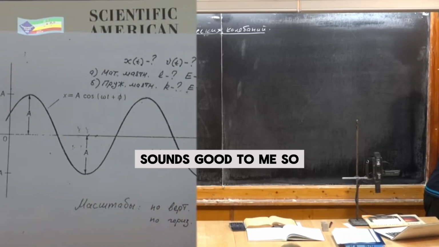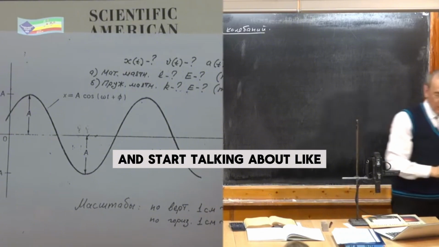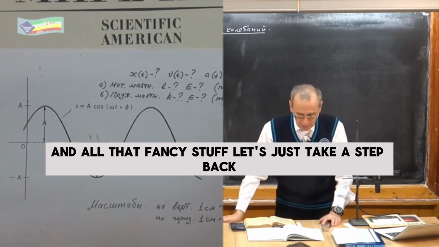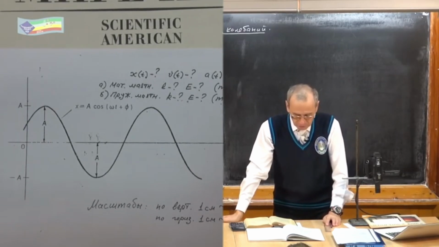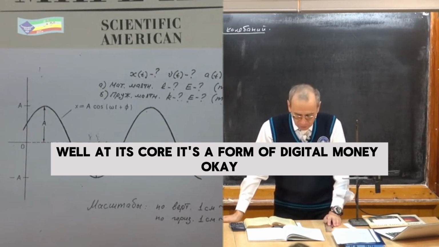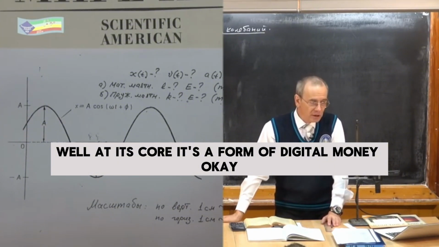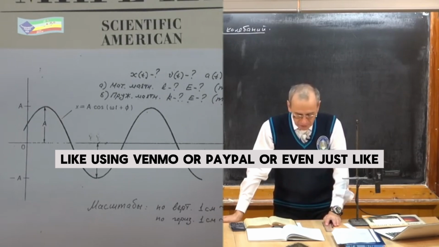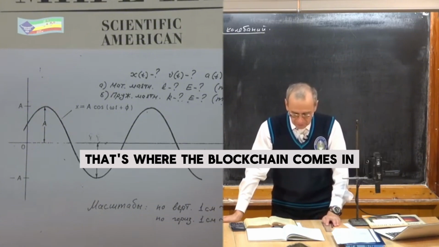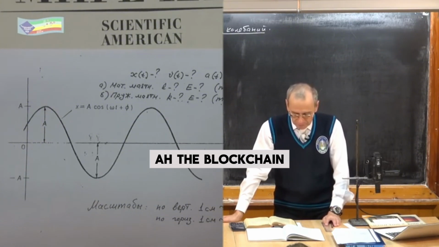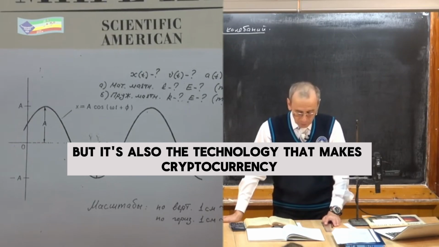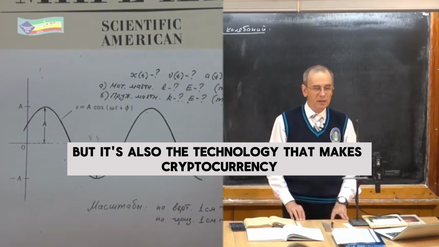Sounds good to me. So before we get ahead of ourselves and start talking about moving averages and Bollinger Bands and all that fancy stuff, let's just take a step back and answer the most basic question. What is cryptocurrency? Well, at its core, it's a form of digital money. Okay, so it's like digital cash. But what makes it different from, say, using Venmo or PayPal or even just transferring money online through your bank? That's where the blockchain comes in. The blockchain. I feel like that's the buzzword of the century. It is, but it's also the technology that makes cryptocurrency truly unique.